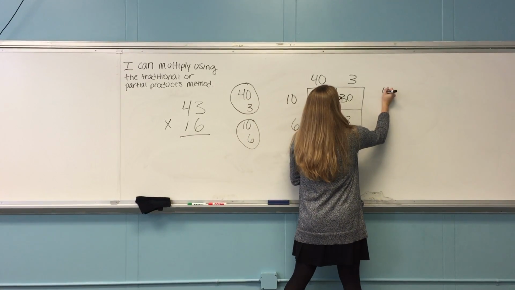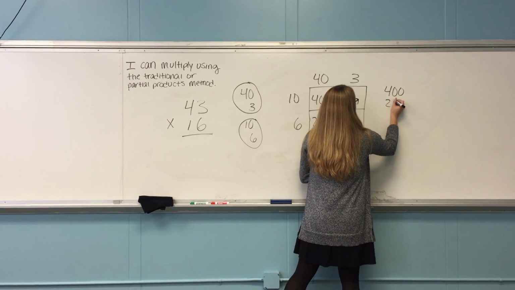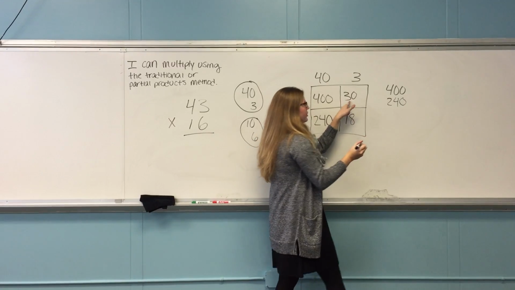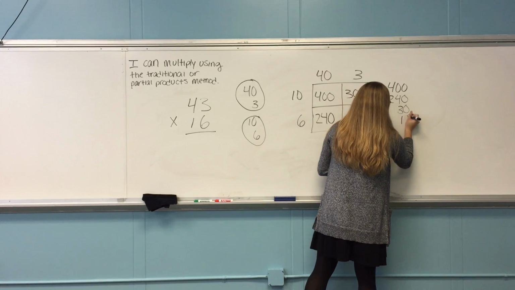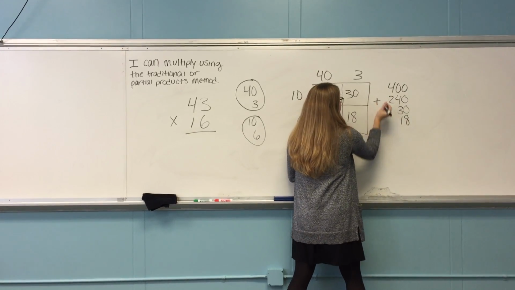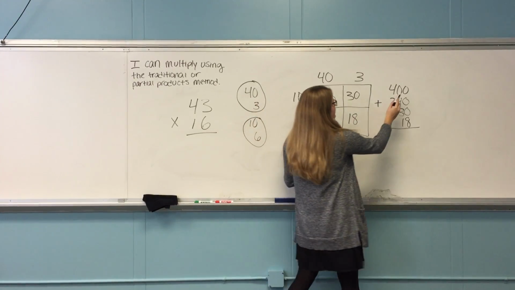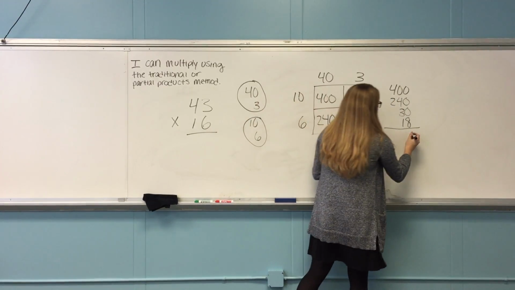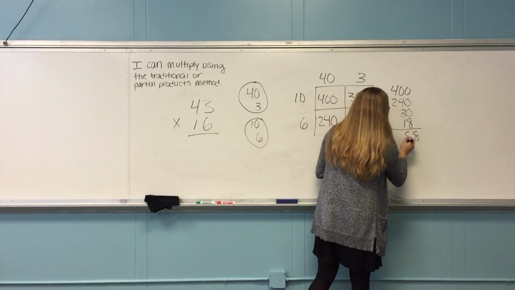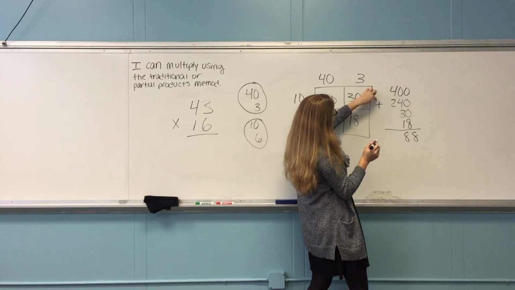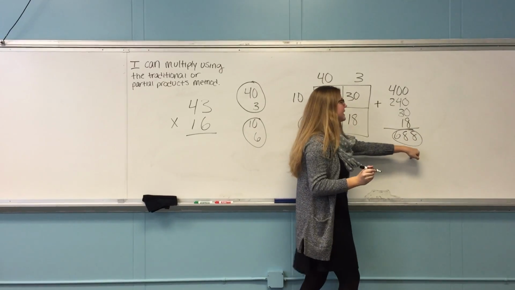So I have 400 at the top, followed by 240. Then I'm going to go to 30. And then I'm going to go to 18. Don't forget your addition sign and a line underneath so we know you're solving the problem. So 0 plus 0 plus 0 plus 8 is going to give me 8. 4 plus 3 is 7, plus 1 is 8. A lot of 8s in this problem. And then 4 plus 2 is going to be 6. So 688 is our solution.